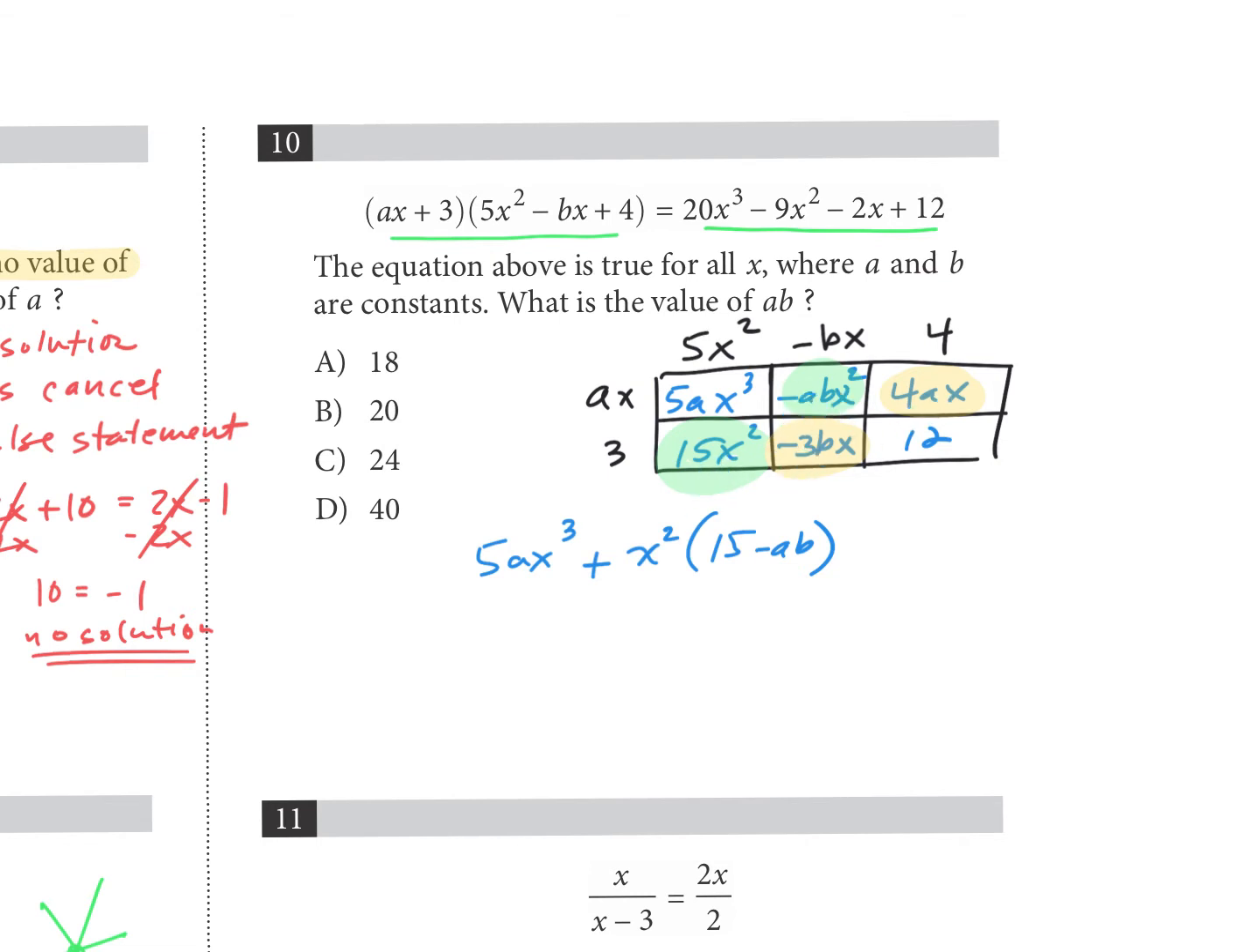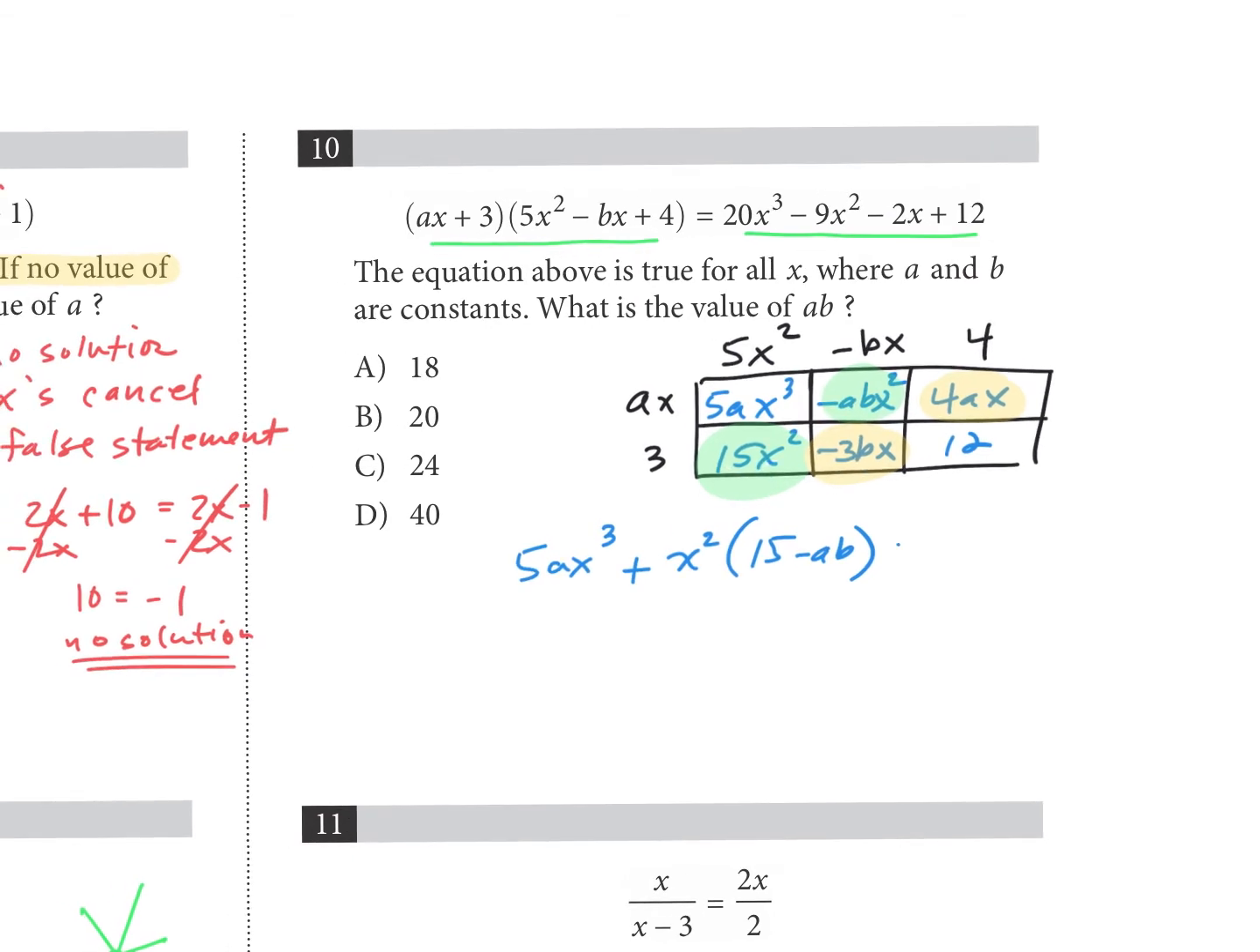I'm going to do the same for the x's. I'm going to rewrite that as x times negative 3b plus 4a. And then lastly, I got 12. So now I'm going to compare this with what we have up here, which is 20x cubed minus 9x squared minus 2x plus 12. So this is kind of a heavy question. I'm trying to figure out what a times b is.